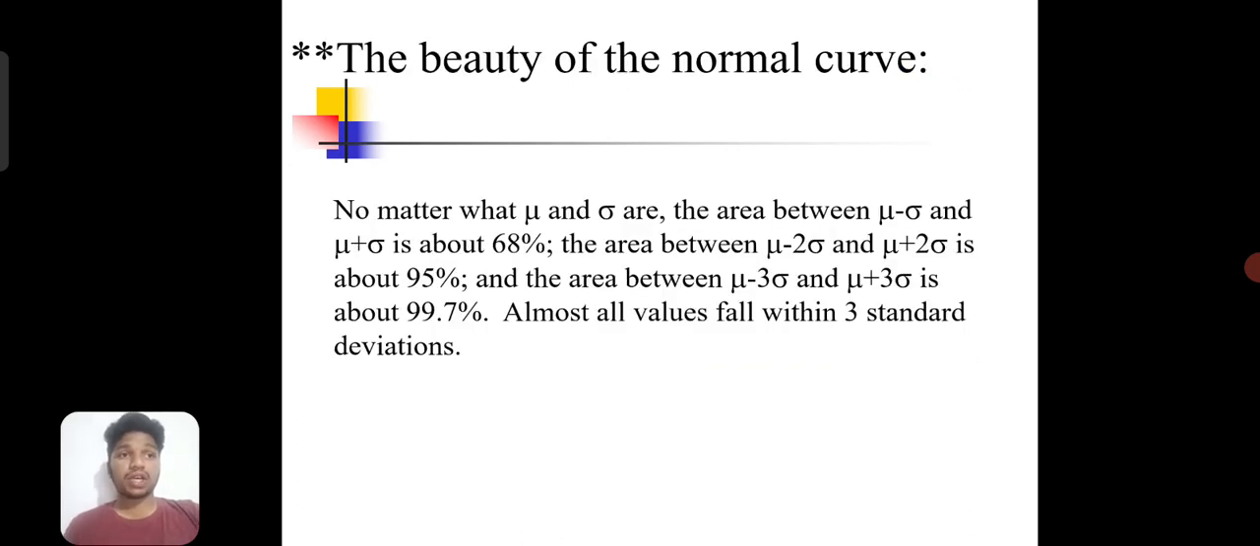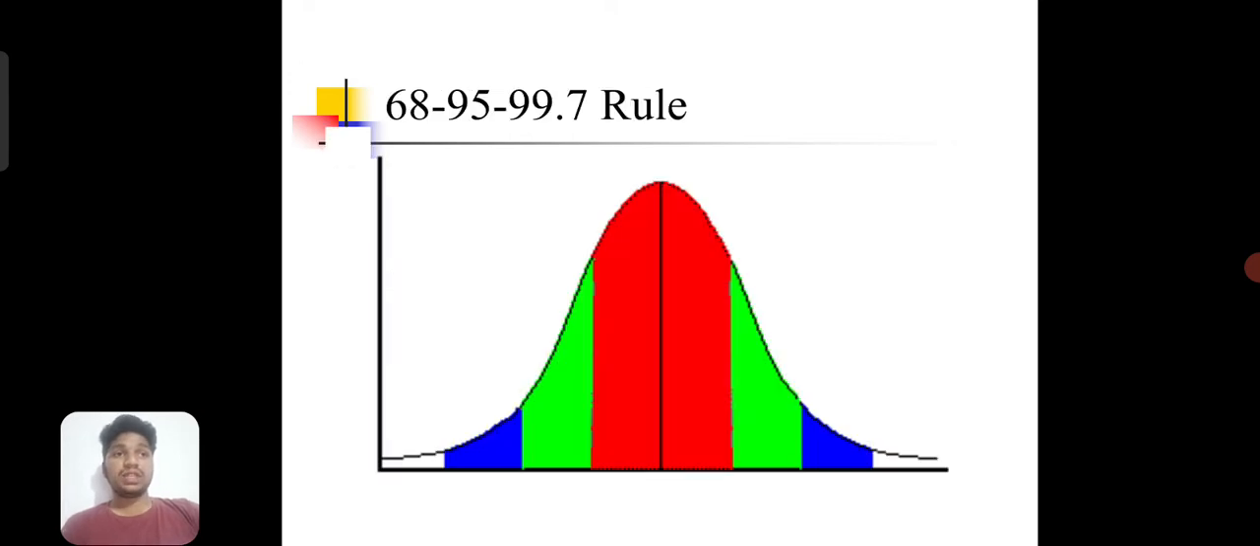The beauty of the normal curve is that no matter what mu and sigma are, the area between mu minus sigma and mu plus sigma is about 68%. The area between mu minus 2 sigma and mu plus 2 sigma is about 95%. And the area between mu minus 3 sigma and mu plus 3 sigma is about 99.7%. Almost all values fall within three standard deviations. Here come the rules: 68, 95, 99.7.